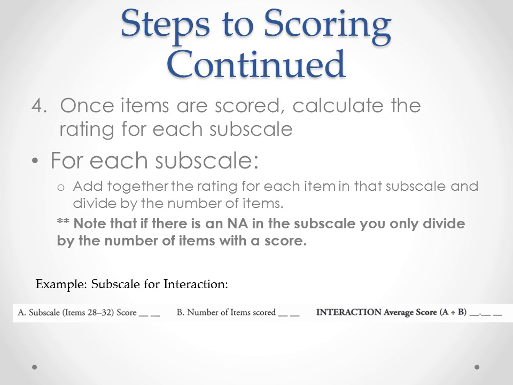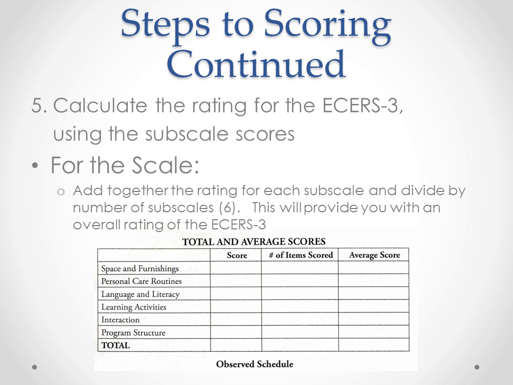Once item ratings are scored, you will add the subscale items together and divide by that number of subscale items to determine the subscale score. Remember, if an item is marked not applicable, you only divide by the number of items scored. You will then use the subscale scores to determine the ECERS 3 rating by adding the subscale scores together and dividing by the number of subscales. The score sheet has a table for you to use to identify the ECERS 3 rating as seen on this slide.